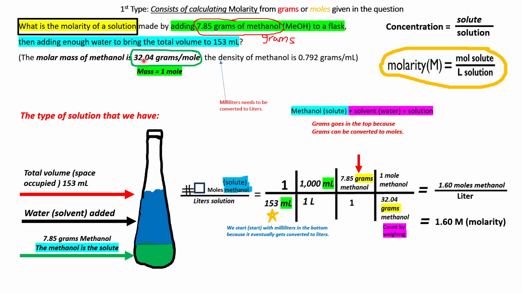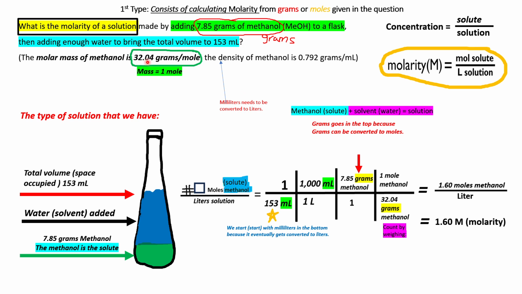It tells you right there the molar mass. Basically, this right here means molar mass. It's also called counting by weight. Molar mass allows you to count by weight. So grams per mole. This was the given here, 7.85 grams of methanol. I have to match my units, grams of methanol. The 32.04 I'm getting from the information given here in the problem.